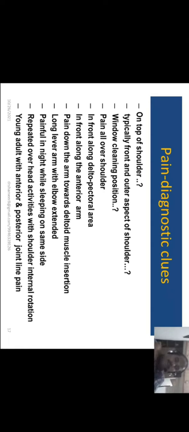If the pain is on the top of the shoulder, it may be an AC joint diagnosis. If it is the anterolateral aspect of the shoulder, it may be a rotator cuff. If there is pain and tenderness at the deltoid tuberosity, it is a rotator cuff tear. If it is the anterior and posterior margin, it is a labral tear. So the diagnosis is very important, especially the pain and tenderness.